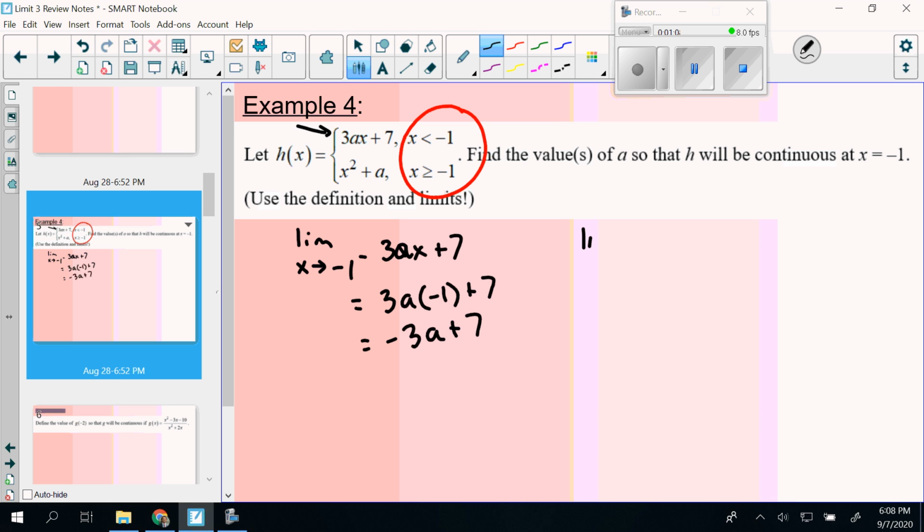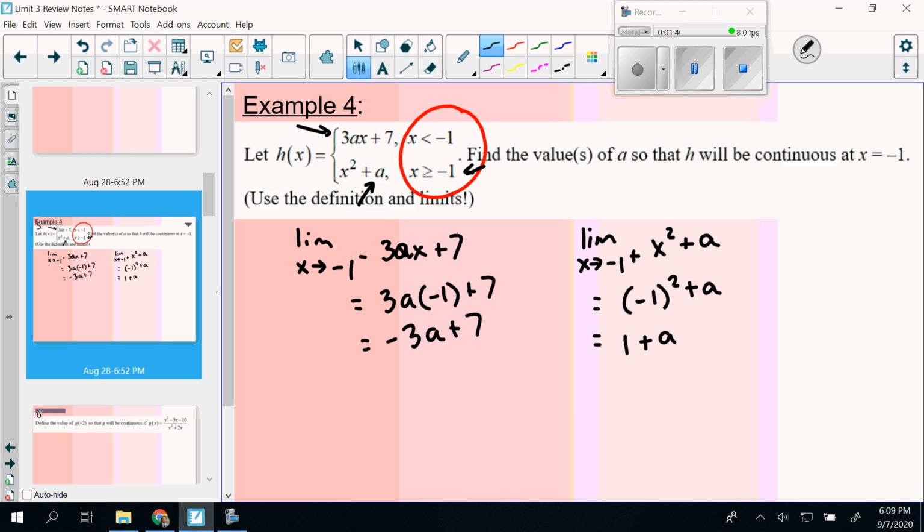Now let's look at what's the limit as we approach -1 from the positive side. Well, now that's going to be this bottom function because that's when it's to the right of -1. So we would want to use x squared plus a, substituting in -1. This is going to end up being 1 plus a. Again, we can't solve that for a either, but we know if this is continuous, the limit needs to exist, meaning the left and right sides need to equal each other.